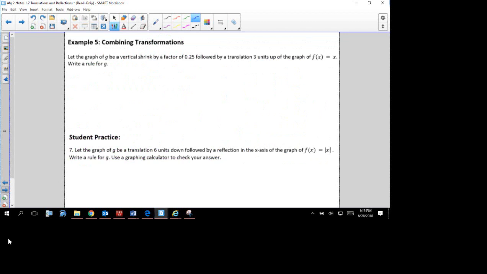All right, the next is going to be multiple transformations in one question. So we're going to have multiple steps. So you just want to stay organized. And you want to ask questions if you're not understanding where I'm getting something.